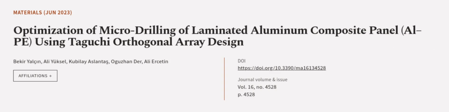material, LTN or uncoated. The results showed that tool point angle had the greatest positive influence on thrust force at the upper aluminum plate, while cutting speed had the greatest positive influence at the lower aluminum plate. Tool point angle also had the greatest positive influence on burr height at the lower aluminum plate. Additionally, the LTN coating had a positive effect on tool wear and hole diameter deviations, but it adversely affected the burr height. This article was authored by Bekir Yalçın, Ali Yüksel, Kubilay Aslantaş, and others.